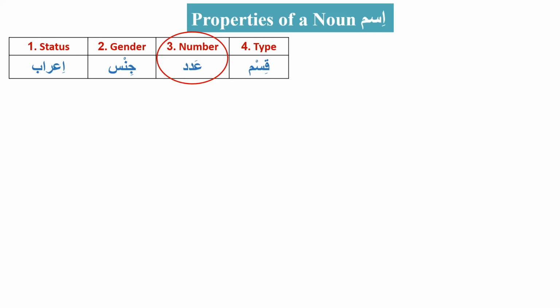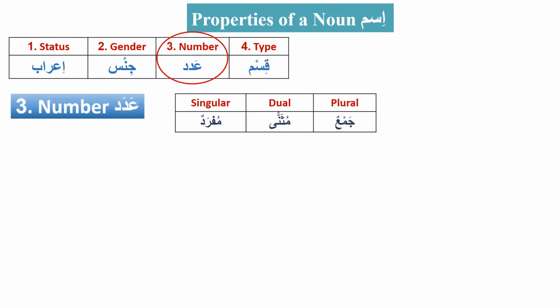When we say plural, it does not include two. More than two means plural. So singular, dual, and plural. And these are the Arabic words for it: mufrad, musannan, and jam'un. So these are the meanings, but you can say singular, dual, and plural.